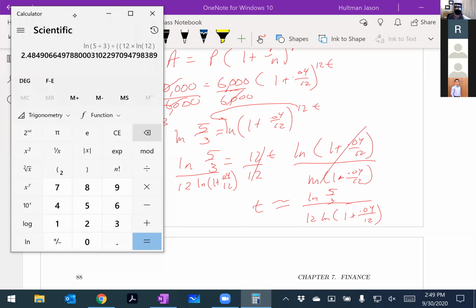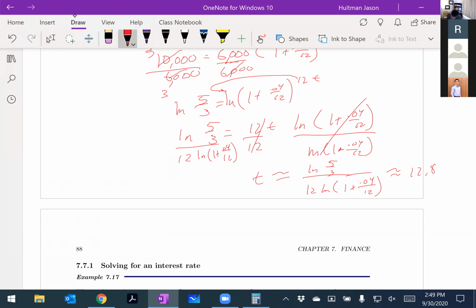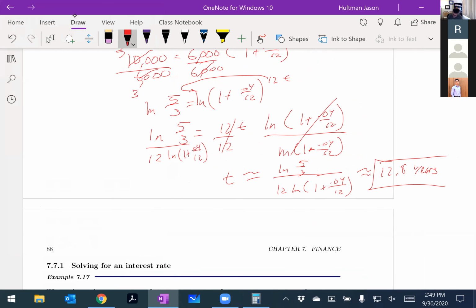No, I don't want natural log of 12. Let's get rid of that. I want the natural log of parentheses 1 plus 0.04 divided by 12, close parentheses. There you go. We want another close parentheses, and that comes out to be about 12.8 years, plugging into the calculator correctly. 12.8 years.